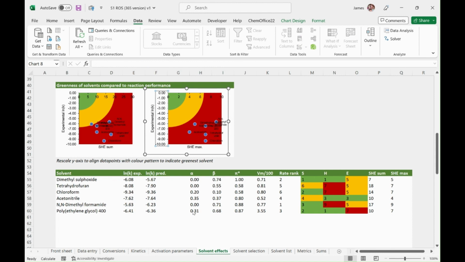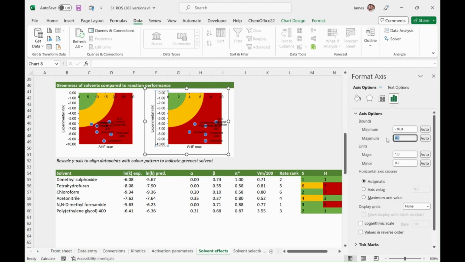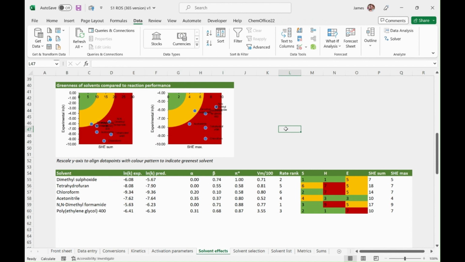On this graph here, we can rescale to make it more appropriate for our reaction. If we use -4 as the maximum, then ideally what we want is solvents in the green area, which is quite ambitious. Here we have one solvent in the yellow area, dimethyl sulfoxide. So arguably with dimethyl sulfoxide, also known as DMSO, we have quite a fast reaction, the rate constant is high, and we have minimal hazards.